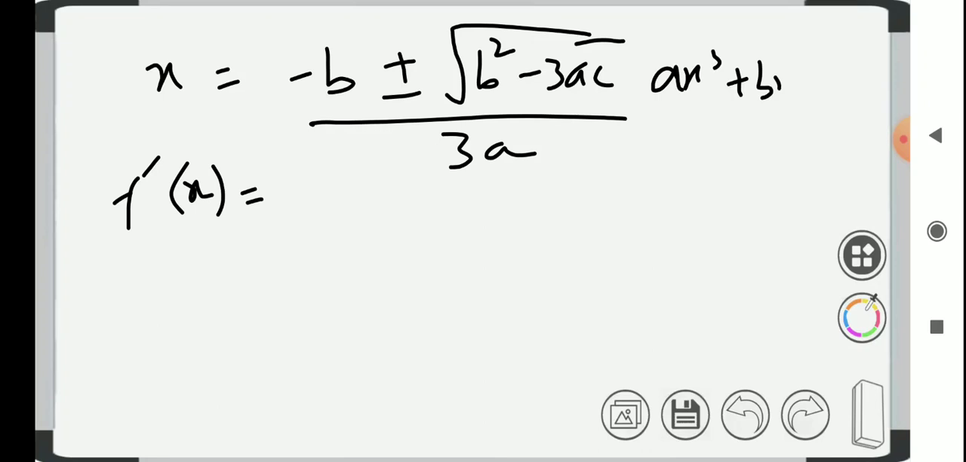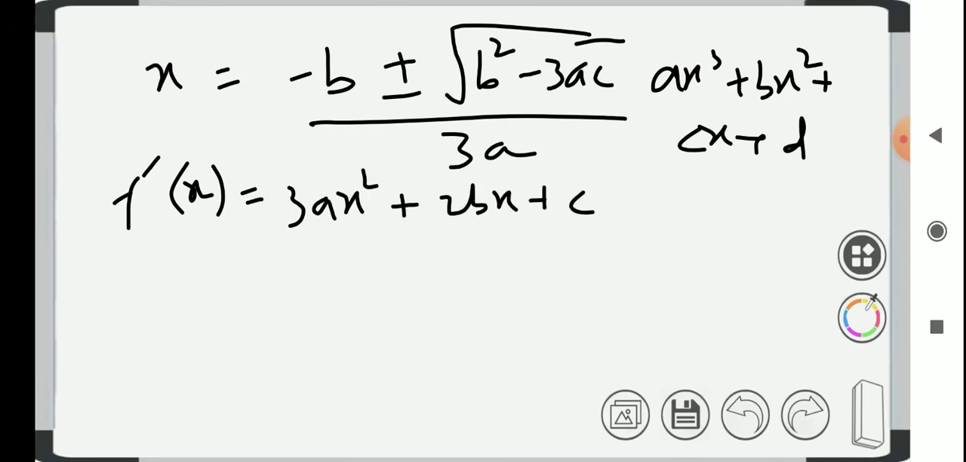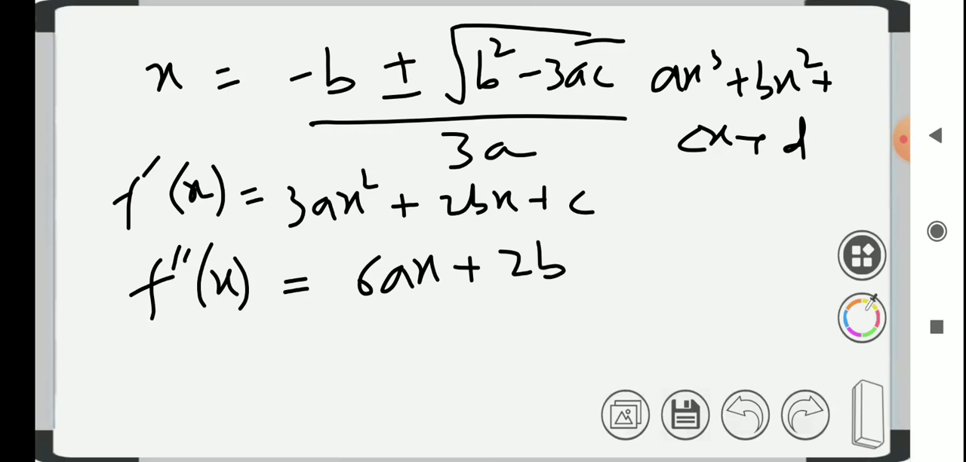f(x) = ax cube plus bx square plus cx plus d. Therefore f'(x) will be 3 times ax square plus twice bx plus c. f''(x) will be equal to 6 times ax plus twice b. So we will put the value of x here.